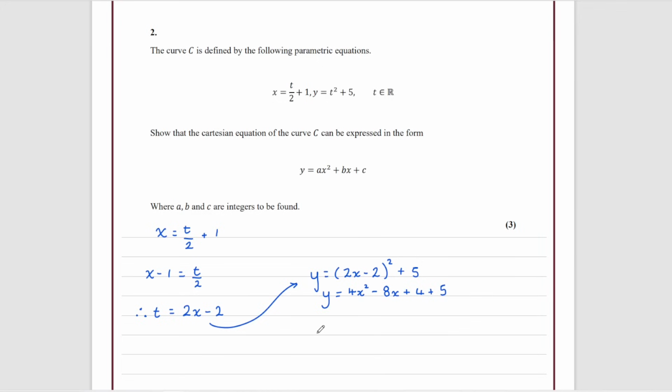And now if we collect like terms then, y is equal to 4x squared. We've got minus 8x here. And then finally plus 4 plus 5. That gives me plus 9 there. Okay. And what we've got now is something of the required form here. So in that case, then we can now easily identify the values of a, b, and c. So a is equal to 4. b is equal to minus 8. And then finally, c is equal to 9. And there we have it. So that gives us the solution there to question 2.